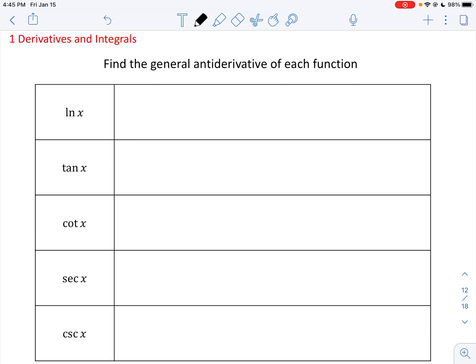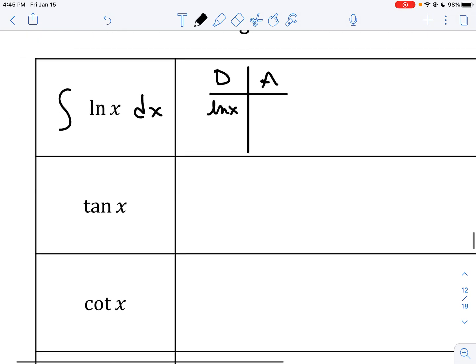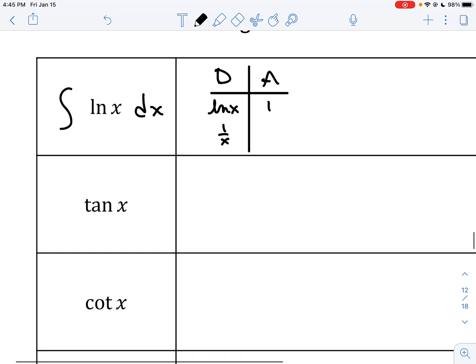Okay, here's a few more antiderivatives to learn. If I'm doing the antiderivative of natural log of x, the strategy here is integration by parts. I would do the DI column. I'll put the natural log of x here, and there's nothing left. Well, you can put a 1 in the anti-differentiate column, and do one extra row. So the derivative of natural log of x is 1 over x, and the antiderivative of 1 is x.